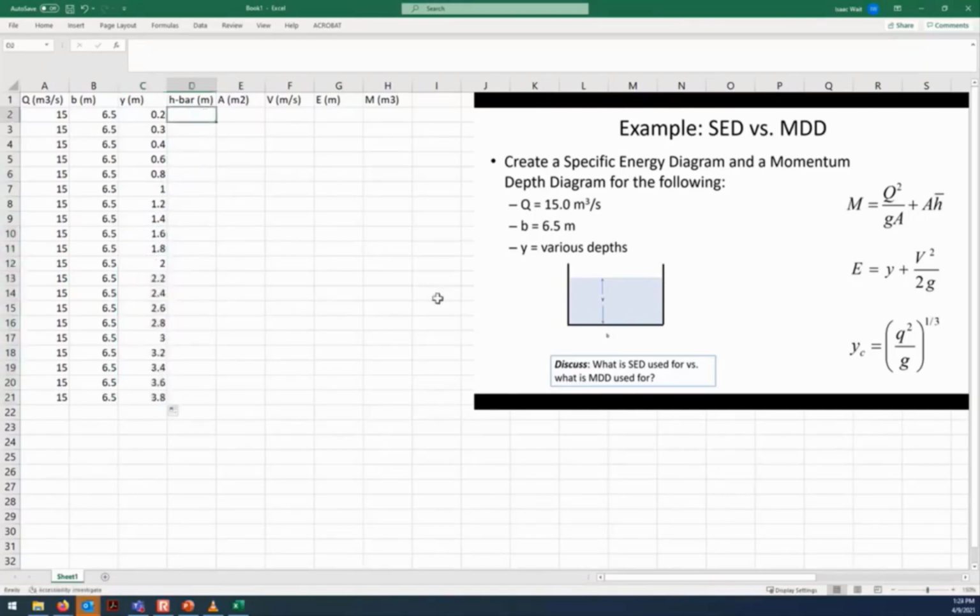And H bar, okay, it's a rectangular channel. H bar is depth to the centroid, so it's half of the flow depth. If we want to go down to the middle, then it's simply the given depth divided by 2. And hopefully you remember that from static analysis of stationary fluids. Okay, the area is simply going to be B times Y.